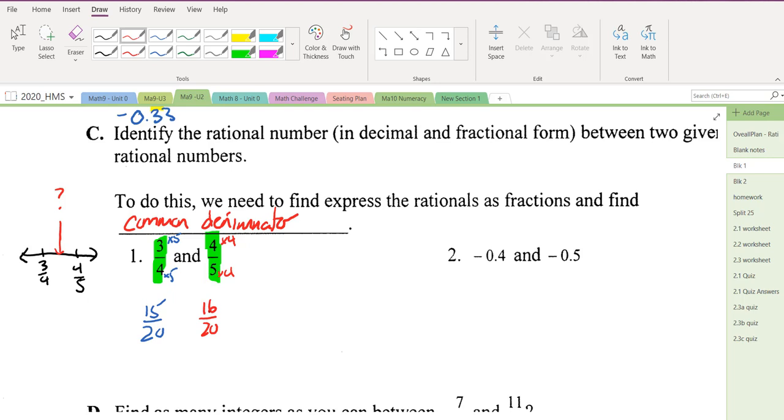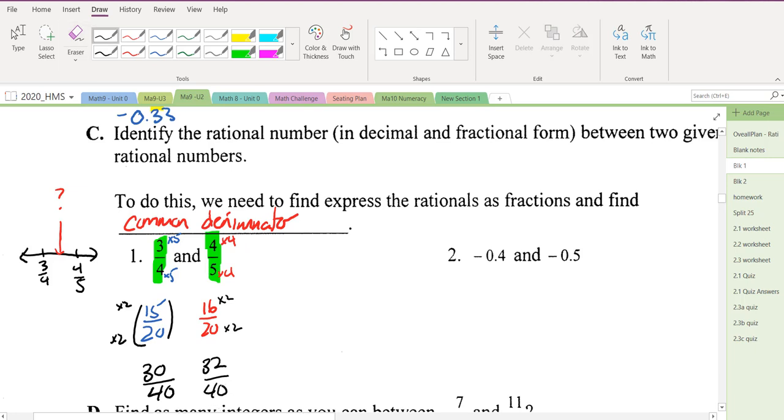So we make a bigger equivalent fraction by saying, instead of having 20 as our denominator, let's make 40 as our denominator. So let's multiply the top and bottom by 2. We can go 15 times 2 is 30, and 20 times 2 is 40. And we do the same thing to the other side. Multiply by 2, multiply by 2. So we have 16 times 2 is 32, 20 times 2 is 40.